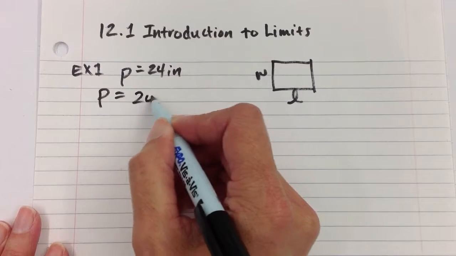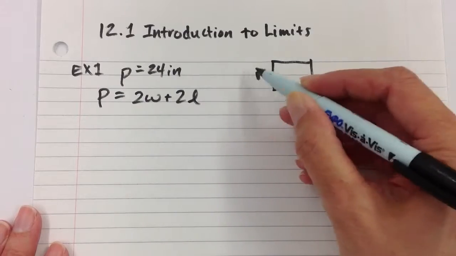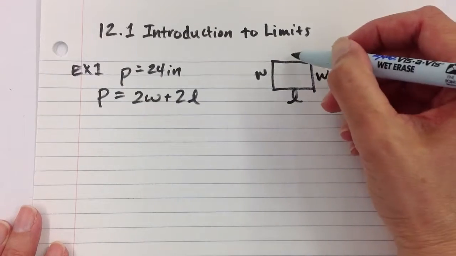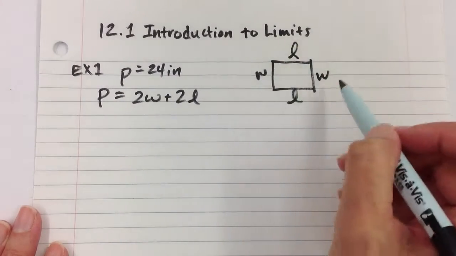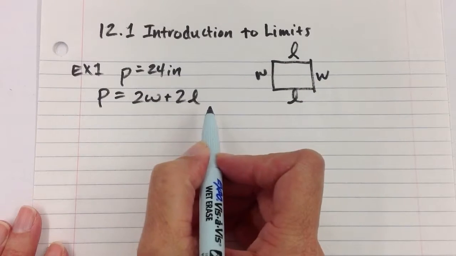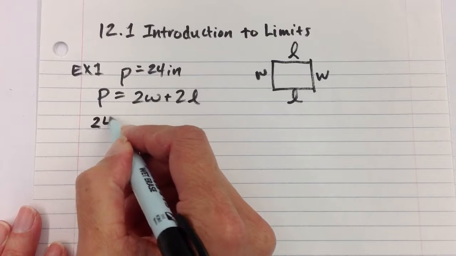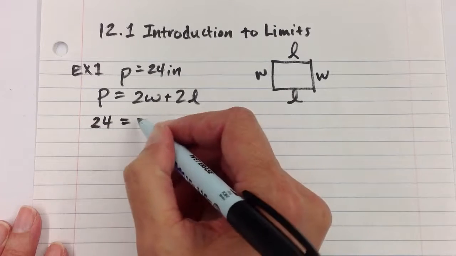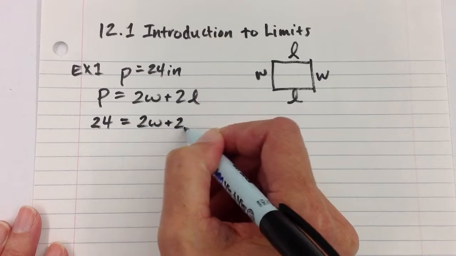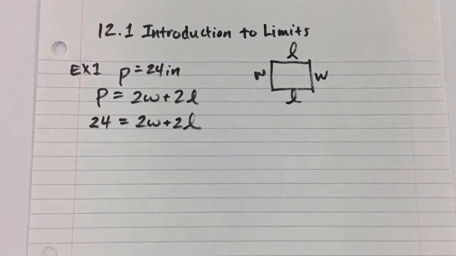Okay, so it has 2 widths plus 2 lengths, right? So we have a width here, a length there, and a length there. So we add those 4 sides together. 2w plus 2l equals the perimeter. But they told us the perimeter is 24, so we can substitute 24 into there. 24 equals 2w plus 2l. Alright.